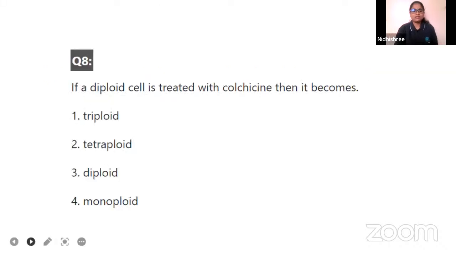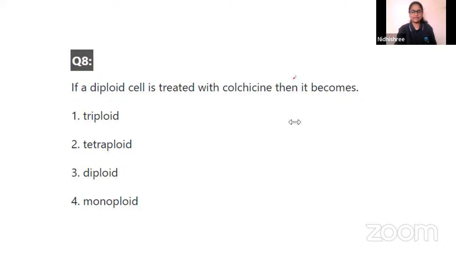Fine. Next question, if a diploid cell is treated with colchicine, then it becomes what? Triploid, tetraploid, diploid, monoploid. Diploid cell. Yes, what is your answer? Be fast.